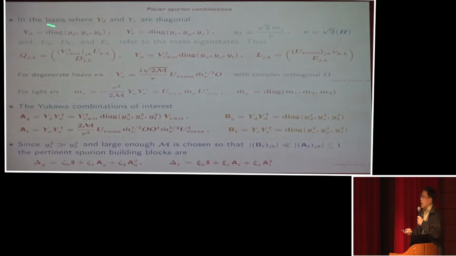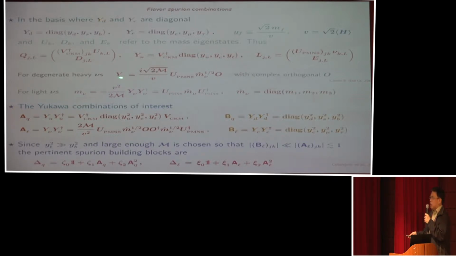Okay, so it's convenient to work in the basis where the Yukawas of the down-type fermions are diagonal. So that's what we have here. In this case, the quark doublet will have this form, and the lepton doublet will have this form. This is the CKM matrix, this is the PMNS matrix. And so the up-type Yukawas will have this form.